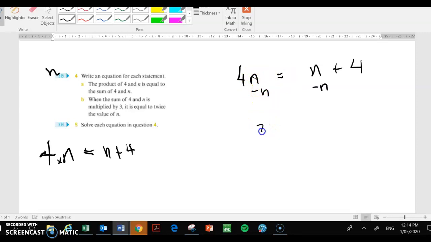4n take away 1n is 3n. That cancels out and leaves us with 4. And here we have 3 times n, so the opposite of times it by 3 is divide by 3, and n equals 4 over 3, a fraction, just like the calculator showed.